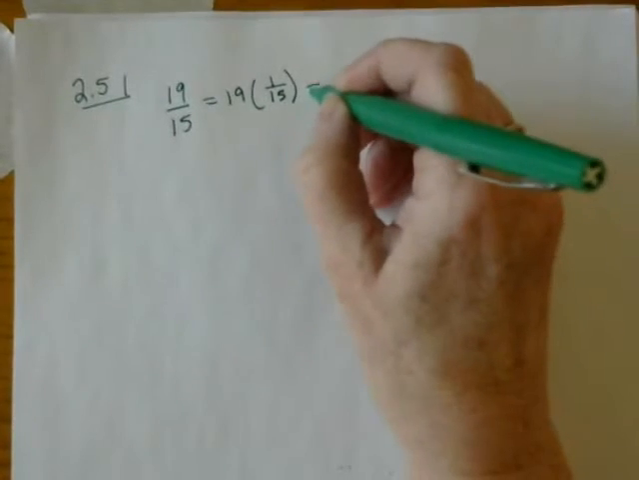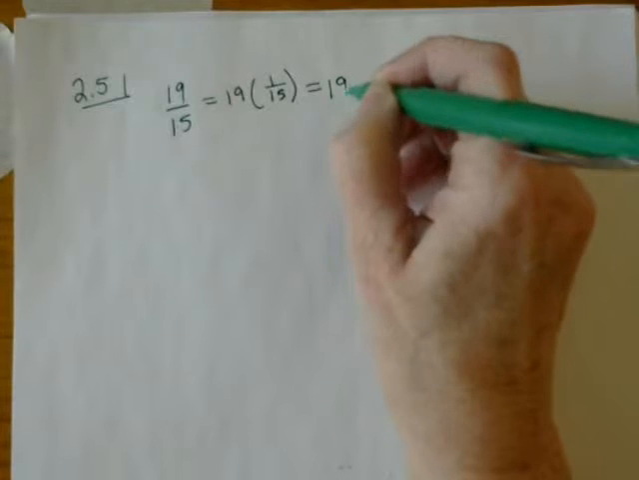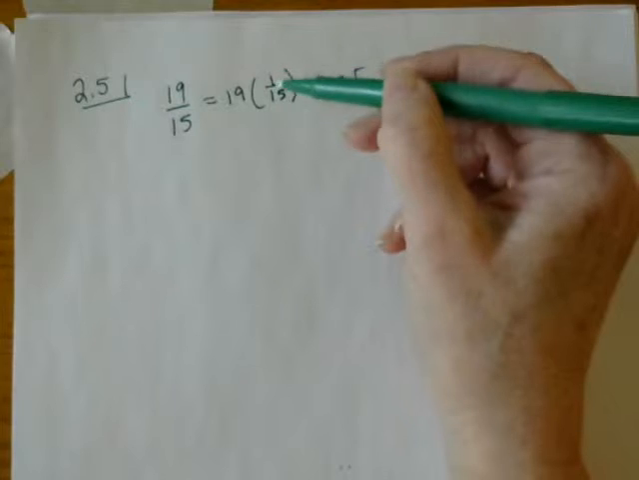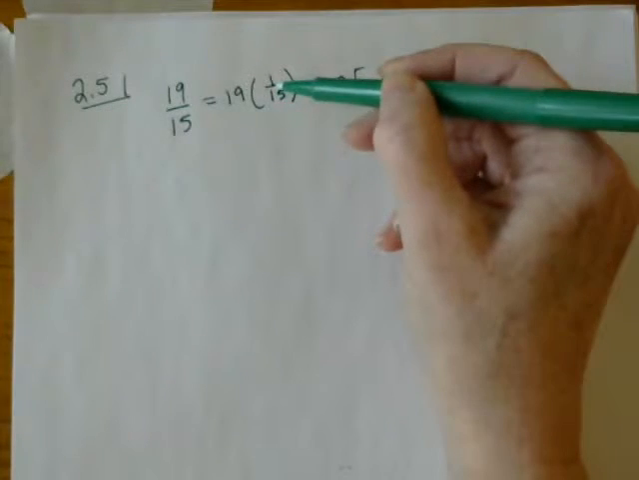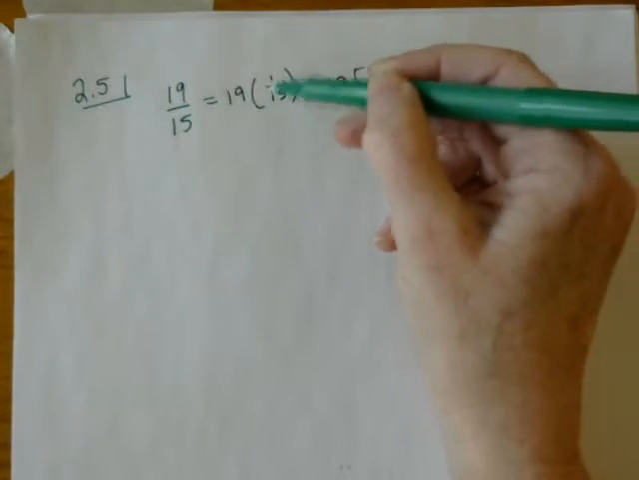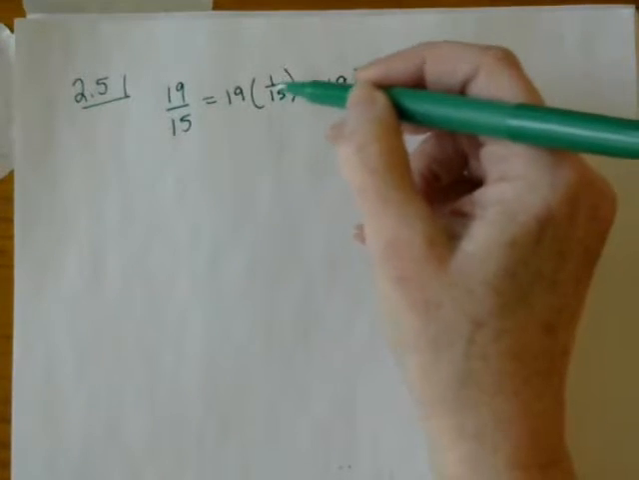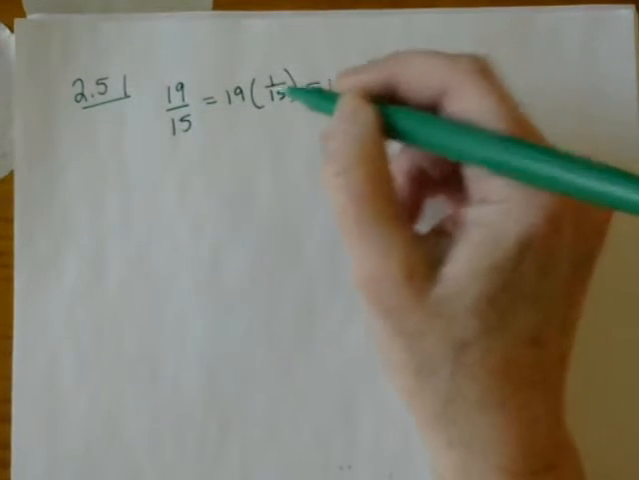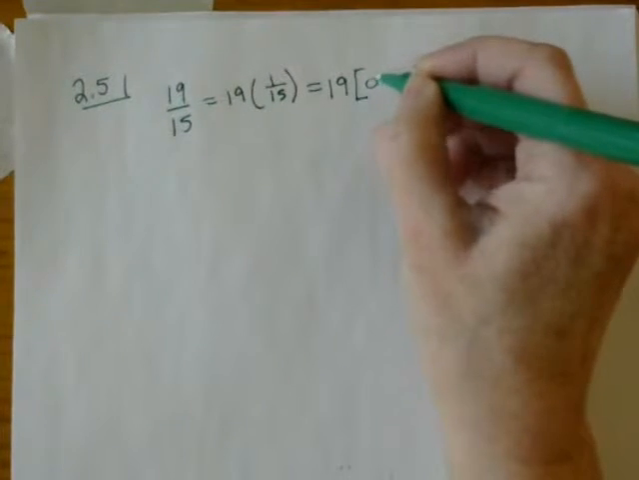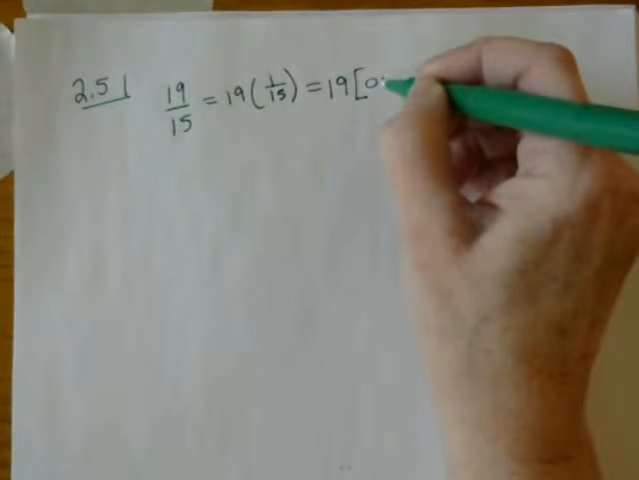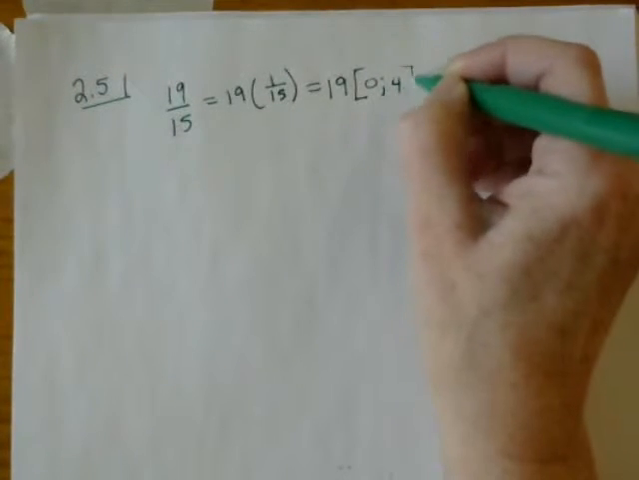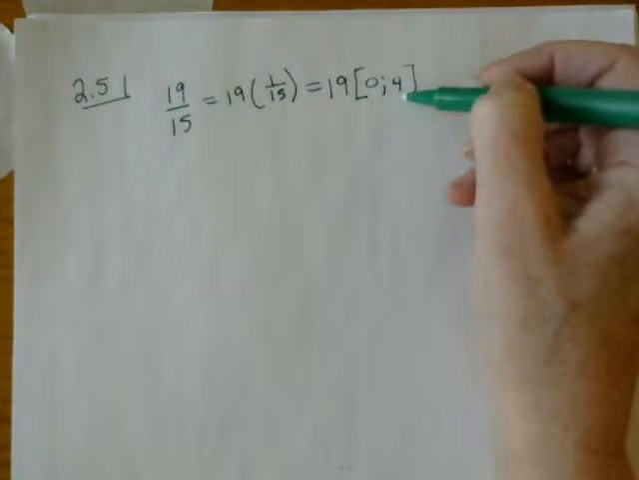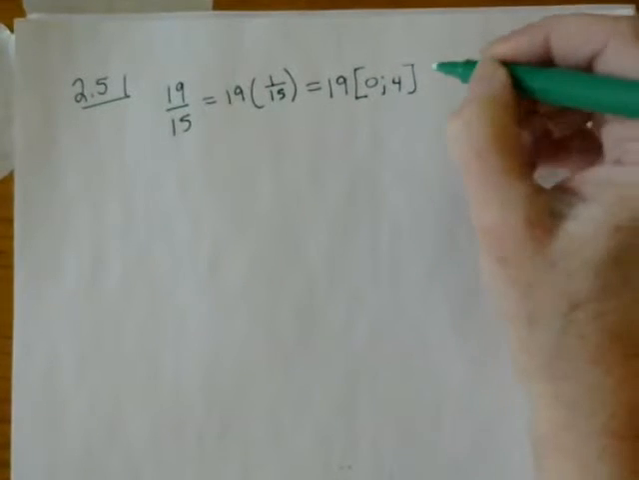So if we look at this, we're going to take the number 19 and we're going to multiply that by the Babylonian notation for 1 over 15, since basically to change 1 over 15 into something over 60, you would multiply numerator and denominator both by 4. So this then would become 0; 4. And remember, in the sexagesimal notation, this means 4 over 60. And so now we're going to multiply.